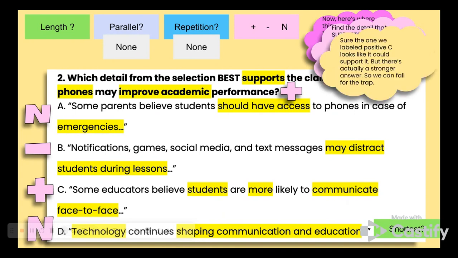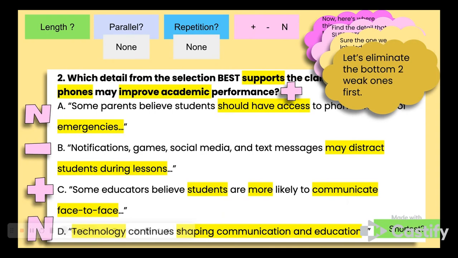So sure, the one we labeled positive, which is C, looks like it could support it. It says some educators believe students are more likely to communicate face-to-face. It's not very direct, but we could infer that means limiting phone use. But there's actually a stronger answer. So we can't fall for the trap, right? So let's eliminate the bottom 2 weakest. All right. So we won't get rid of the positive one because we think it's that, but let's look at the other 3 and eliminate 2.